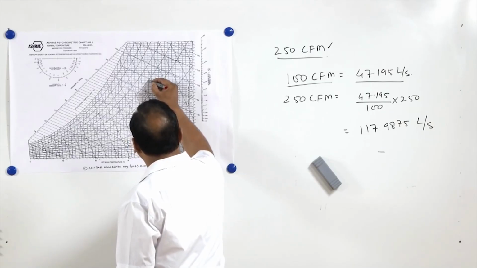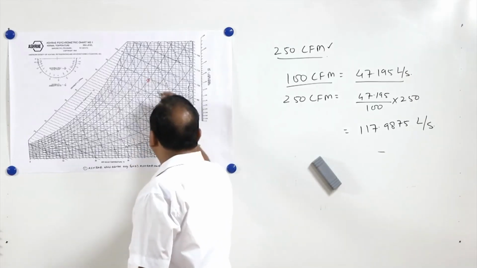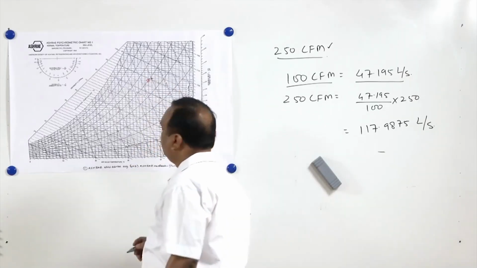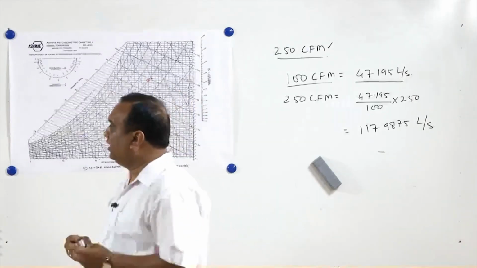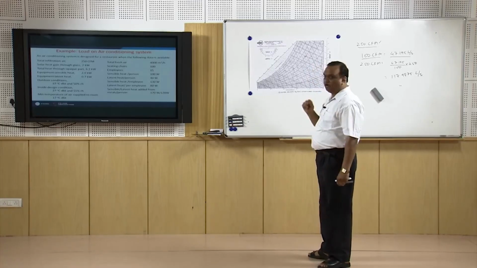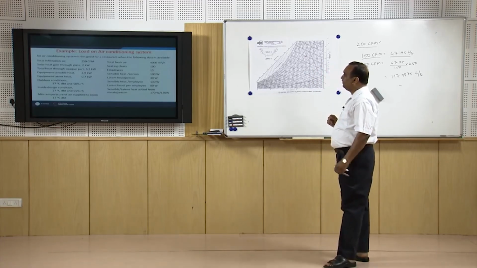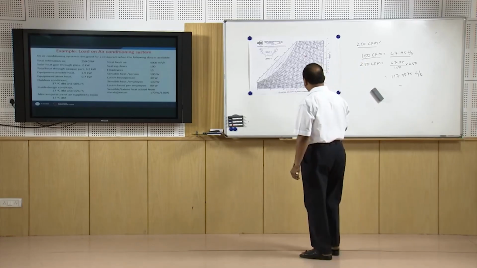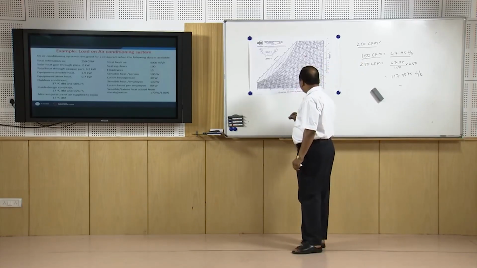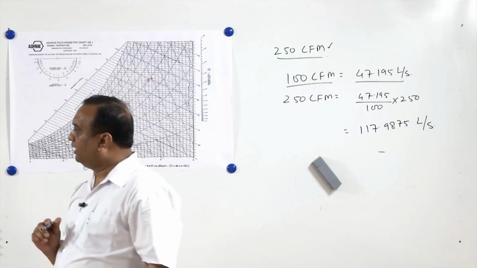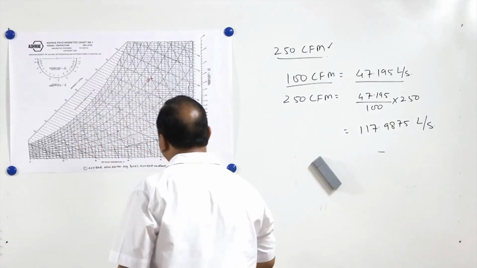So this is going to be the outdoor condition. Now let us call it state A. Now let us take the inside condition also, that is 27 degrees centigrade dry bulb temperature and 55% relative humidity.